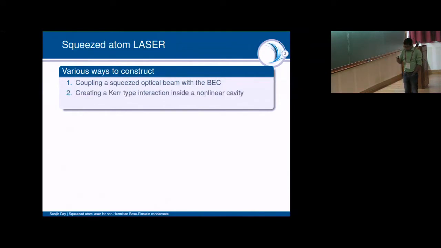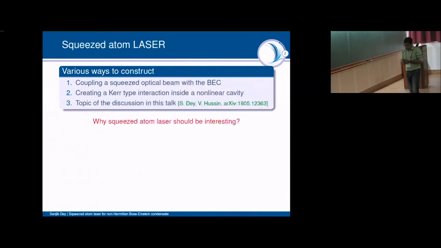With the first one there is a problem, because one has to construct squeezed light of that particular frequency which is compatible with the gap of the two-level system. That is slightly difficult from the experimental point of view. So people are trying to find alternative ideas. In one of these ideas they constructed a Kerr-type nonlinear interaction to get squeezing effects, which is obvious from the quantum optics point of view. And there is a third one, which is the discussion of this talk. I will go through the construction procedure of how we can have an alternative squeezed atom laser.